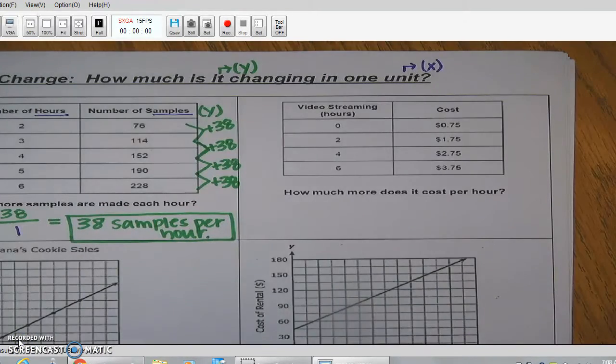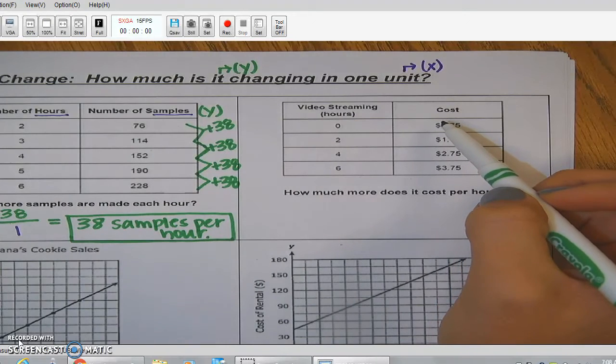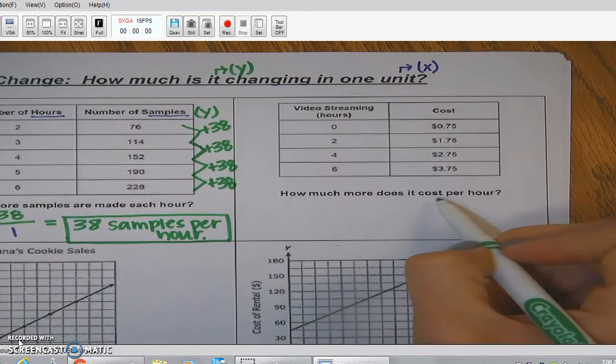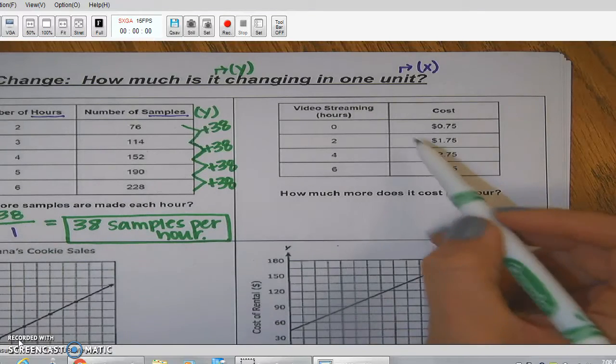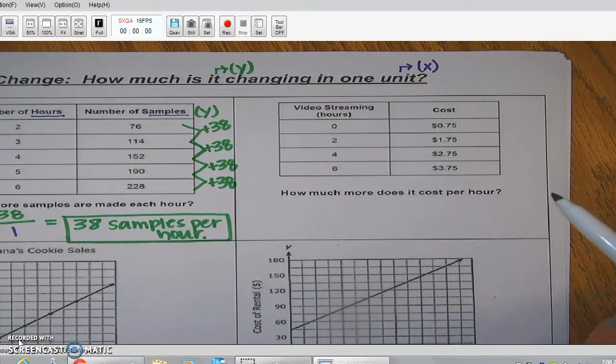Okay, so let's look at the second table. This time we're comparing hours of video streaming to the cost that you have to pay to stream. So we want to find the rate of change. We want to know how much does it cost per hour, so for 1 hour. So if we look at our table, we don't see the cost for only 1 hour. So that's why we need to use our rate of change to find it.